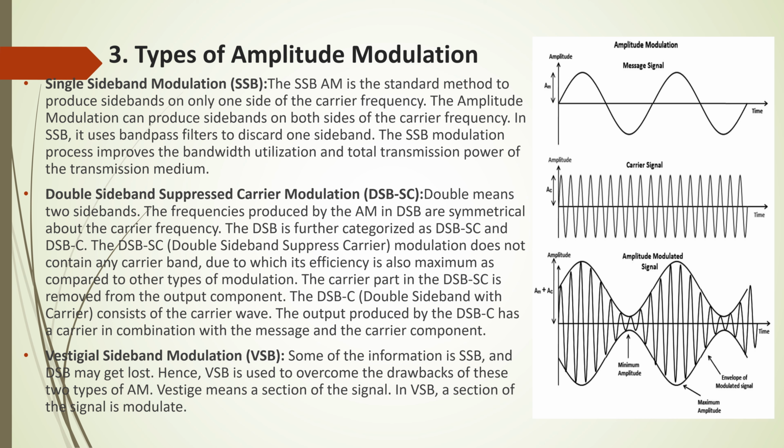Vestigial sideband modulation, VSB. Some of the information in SSB and DSB may get lost. Hence, VSB is used to overcome the drawbacks of these two types of amplitude modulation. Vestige means a section of the signal. In VSB, a section of the signal is modulated.